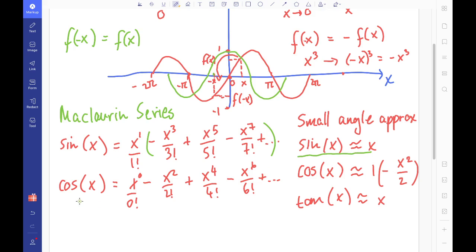So that's why you can say for very small values of x that sine x is approximately equal to x. If you do the same thing with cosine, you can either cut it off here and say, well, all of this is very, very small, so I don't care about it, and cos x is approximately equal to 1.